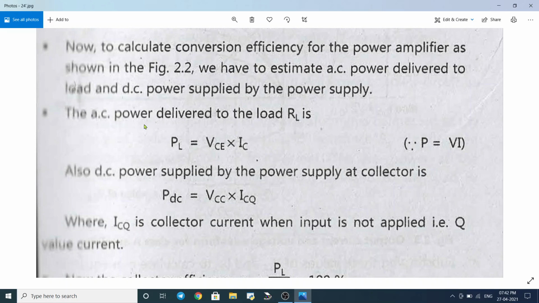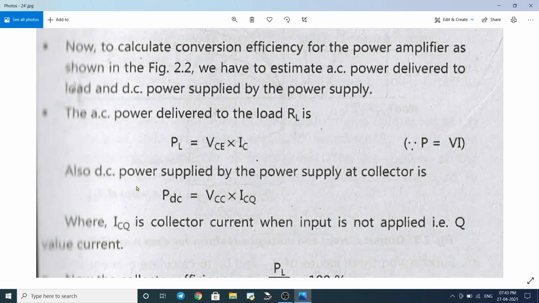So let us see the AC power delivered to the load, PL. Power is nothing but the product of voltage and current. The AC voltage is the collector to emitter voltage, and the AC output current is the collector current. This is the AC output voltage and AC output current. Their product is the AC power delivered to the load, that means the AC output power.